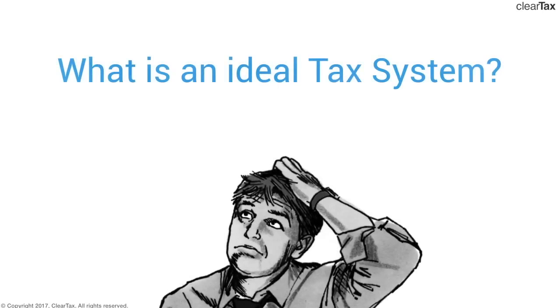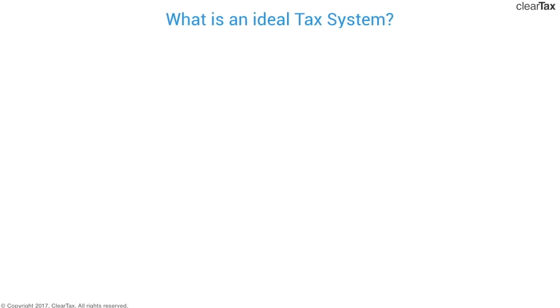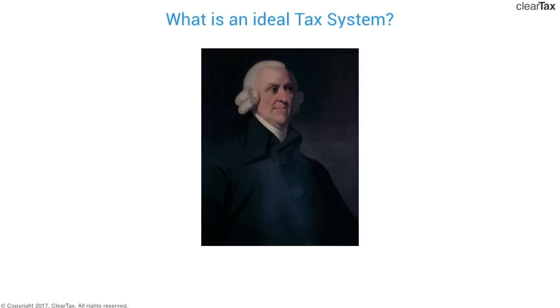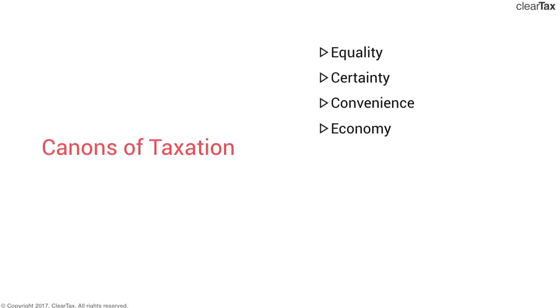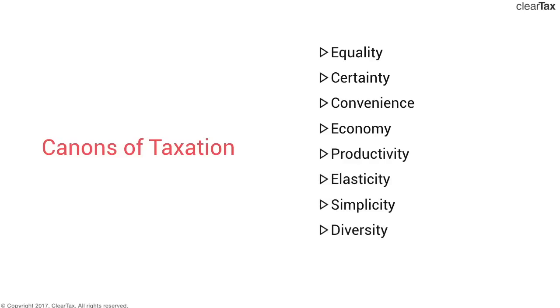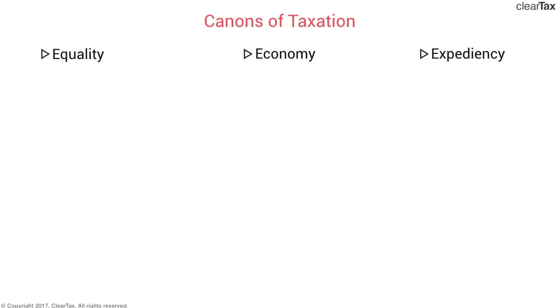Now, we know that GST is going to replace and completely transform the current indirect tax system for the better, to make it more optimized. But that begs the question, what are the principles that define what an ideal tax system should be? Adam Smith, the father of modern economics, laid down the principles of an ideal tax system, the Canons of Taxation, in his book Wealth of Nations. Adam Smith had proposed 4 canons of taxation and other economists added on to the list, and now we have 9 canons: equality, certainty, convenience, economy, productivity, elasticity, simplicity, diversity, and expediency.